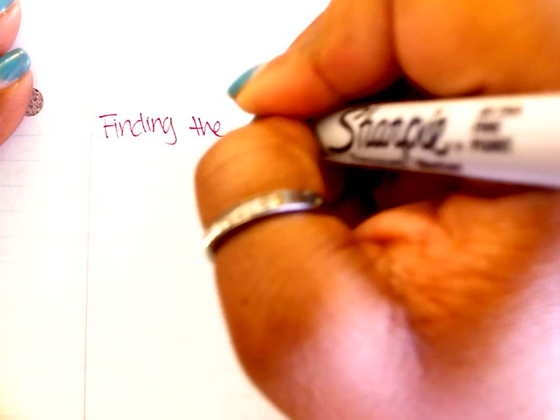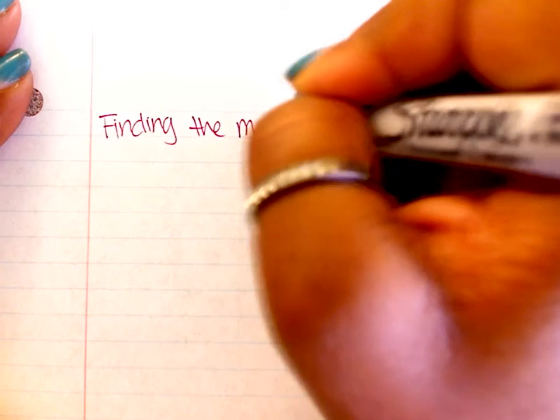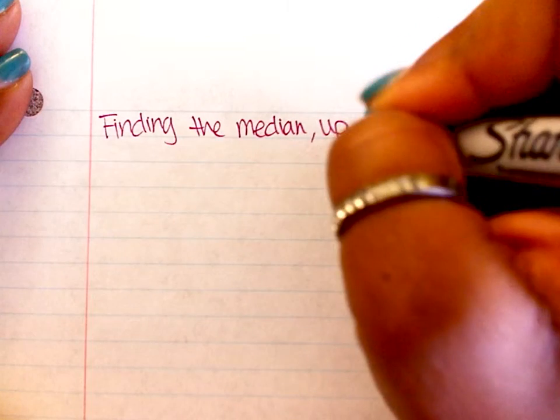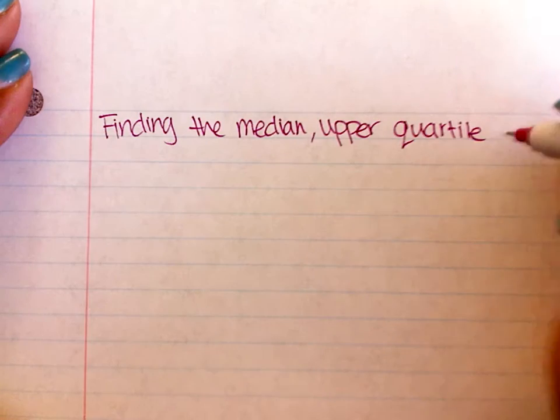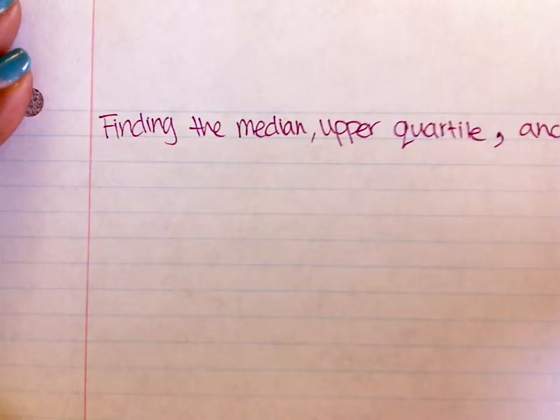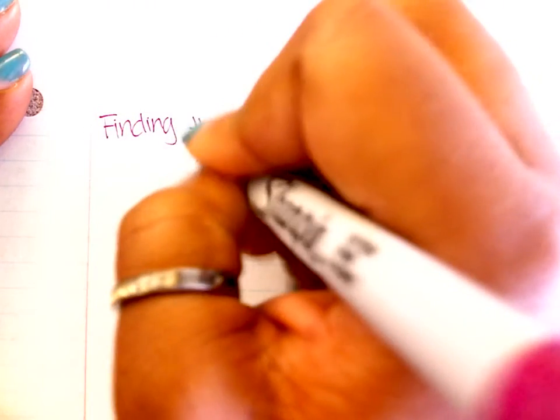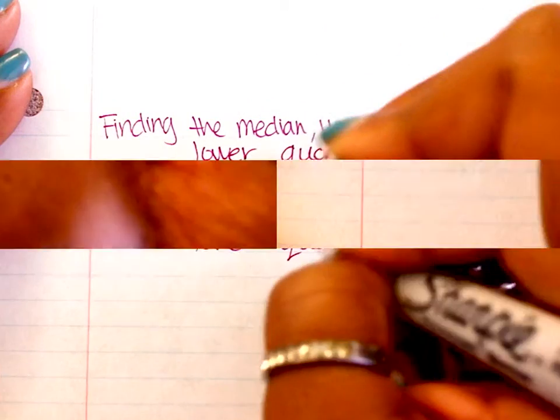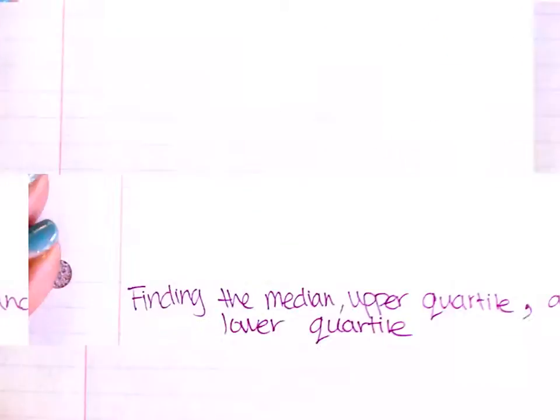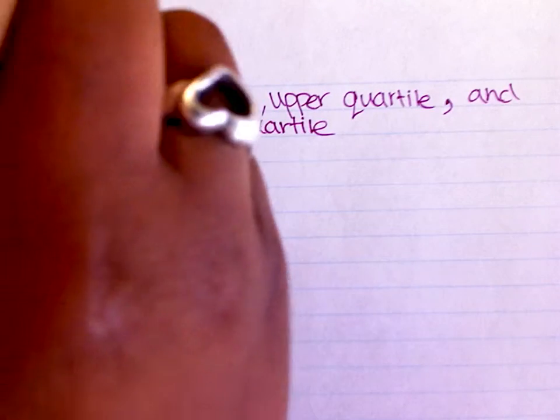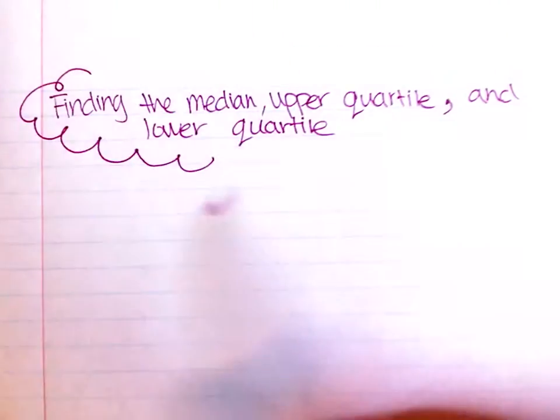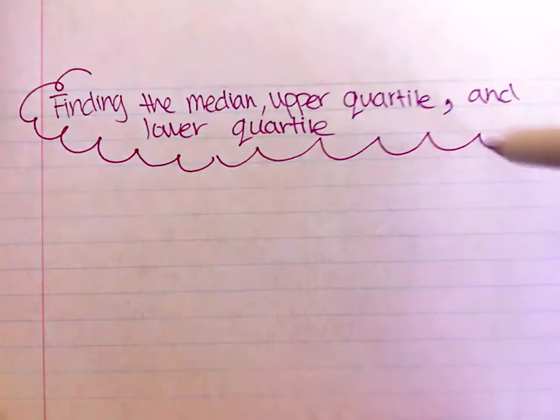So label this: finding the median, upper quartile, and lower quartile. These are going to be the steps on how to find the median, upper quartile, and lower quartile so that we can draw a box plot.